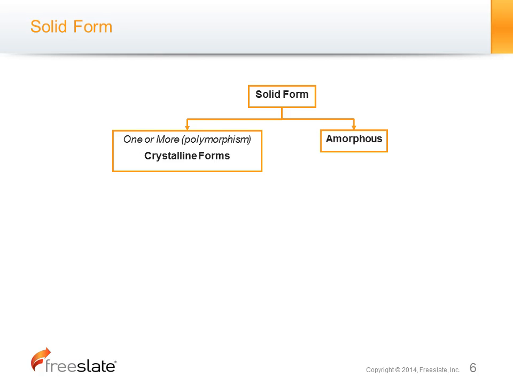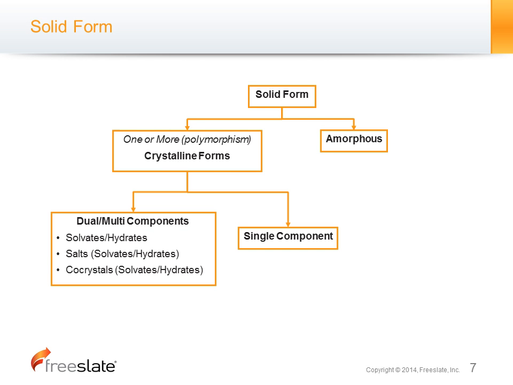So, a pretty quick general overview of solid form: we have amorphous and crystalline forms, and you have either one or more than one form, and that's polymorphism of a certain compound. Within that, we can have either a single component that has crystalline one or more forms, or dual or multiple components, and these could be solvates, hydrates, salts, or co-crystals. Within salt and co-crystal, there's a possibility of forming additional solvates or hydrates.